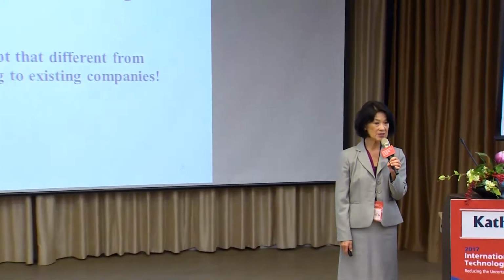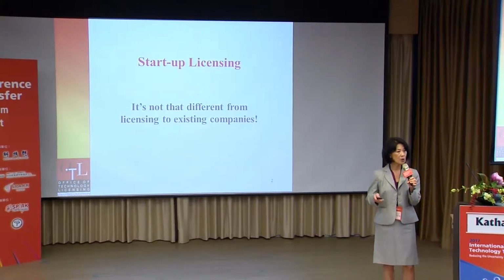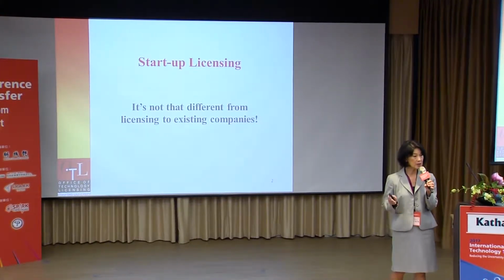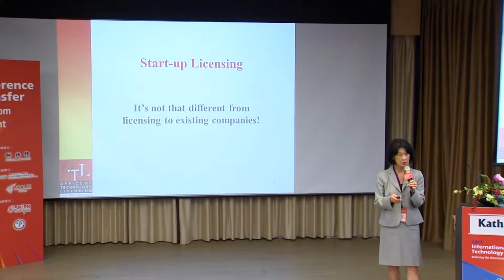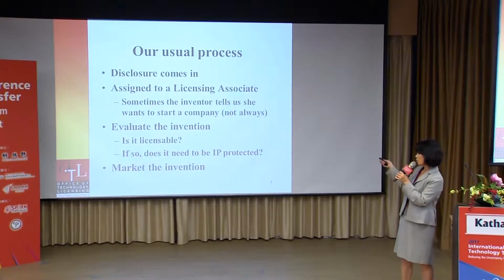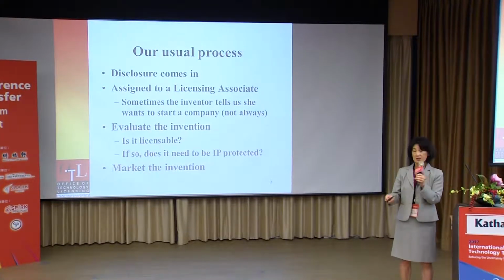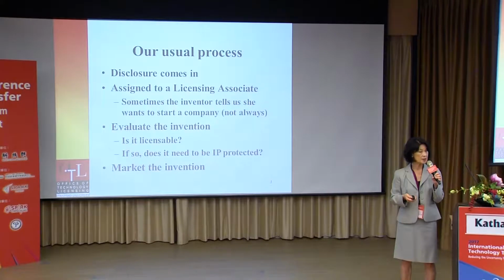What I wanted to say, though, is that licensing a startup company is not very different than licensing an existing company. So what I'm going to do is talk about what we do for licensing in general and then point out the specific changes that we deal with when we're licensing a startup company. So this is our usual process. A disclosure comes in, I assign it to a licensing associate, and sometimes at that time when we meet with the inventor, they might say they're interested in a startup company. Sometimes they don't know that they're interested.